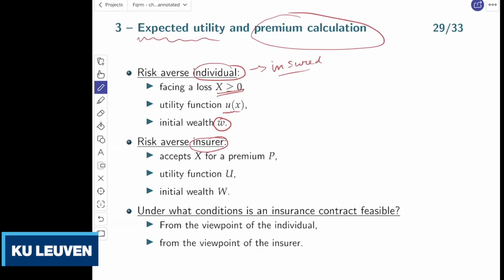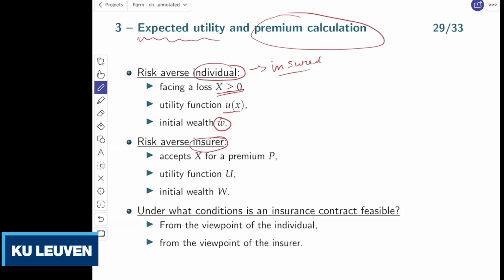Because maybe for me this risk is too dangerous and I prefer not to insure. So also the insurer is having a decision-making problem. Should I accept this risk from this individual in return for a premium, or should I not insure it at all? Right? And if both parties, individual and insurer, decide that for a given premium, it is best to the individual take the insurance, the insurer accept the risk, then they can do business. Then they can say, well, let's sign this insurance contract.